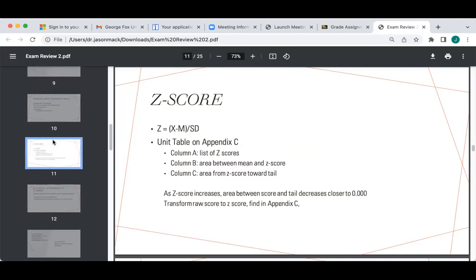For finding a z-score, you do x minus the mean over the standard deviation. Or you have to look on the unit table. Column A lists z-scores, column B is the area between the mean and z-score, and column C is the area from z-score to the tail. As the z-score increases, the area between the score and tail decreases closer to 0. You have to transform what score you get to the z-score in appendix C.